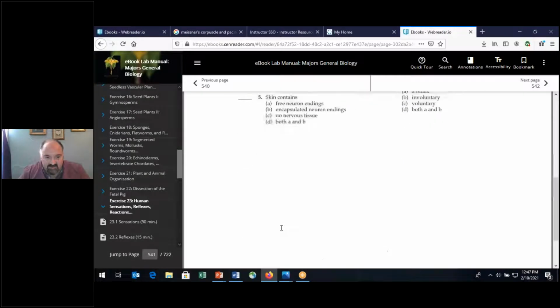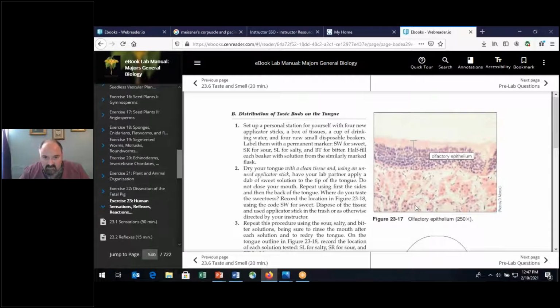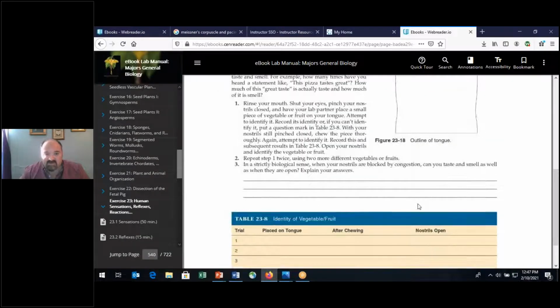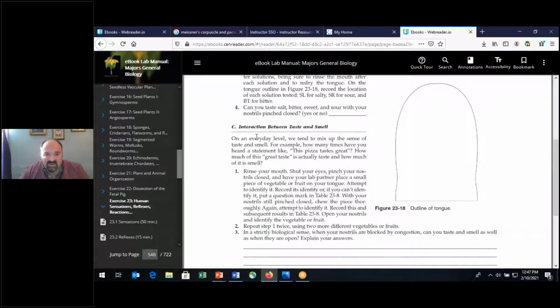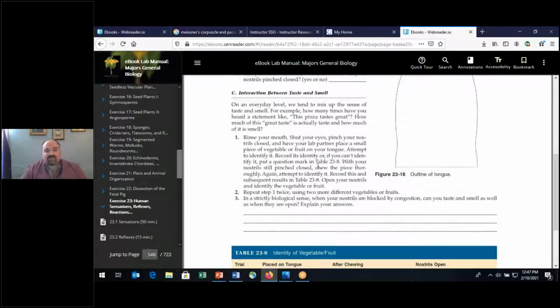I missed it, I'm sorry. Yeah, here we go, part C. Part C, interaction between taste and smell. You're going to review this and do this table with a couple of different fruits and vegetables. You'll have a couple of trials here, and you'll notate, following the directions for that. So pretty simple, folks, okay?